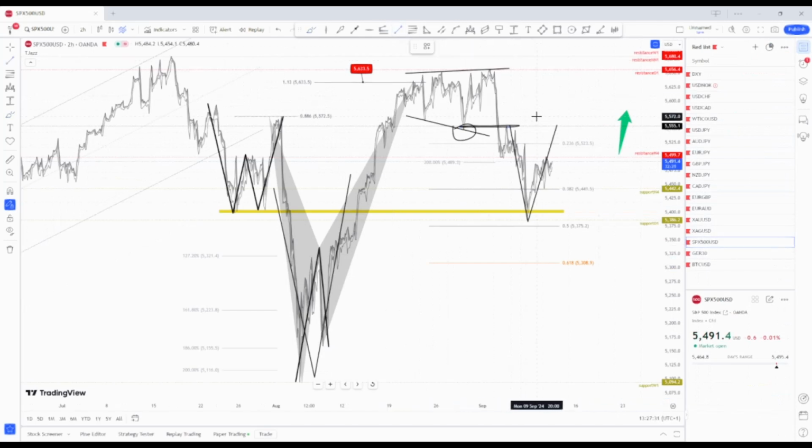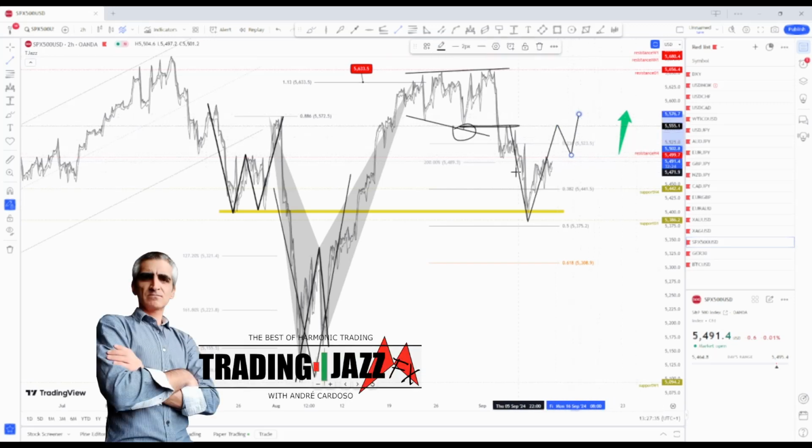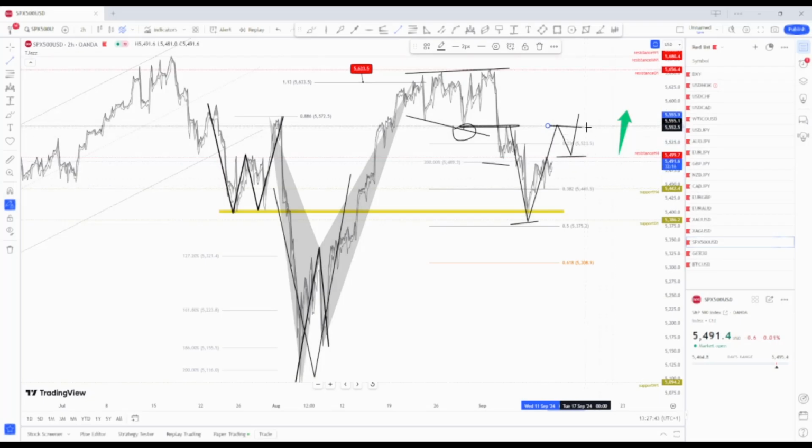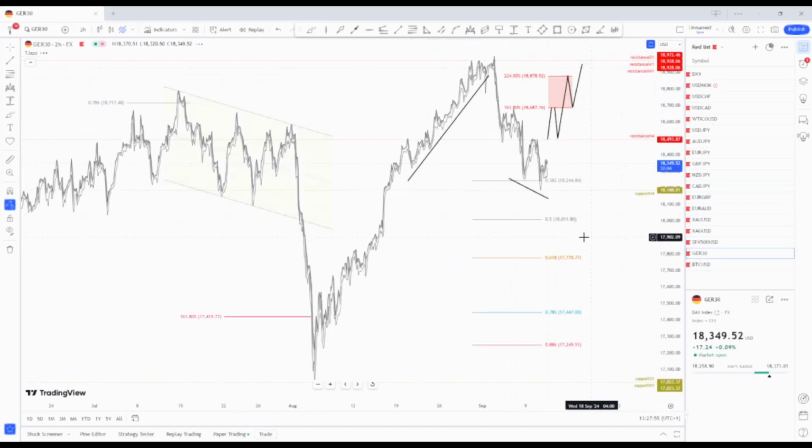Eventually, even an inverted head and shoulders, I will pay attention to that possibility. The left shoulder, the head, and eventually a pullback after retesting, after reinforcing this resistance level, that may trigger an inverted head and shoulders formation. Nice V-shape unfolding for SPX 500, assuming a violation of the resistance.